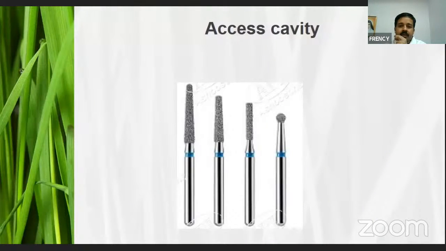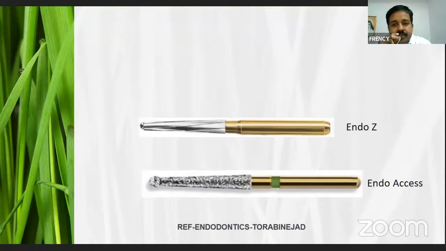Then for the access cavity, I usually use small straight fissure burrs and round burrs to remove the caries. Usually I use a small straight fissure burr, but it depends upon your choice. If it is a very long pulp chamber, you can use some small tapered fissure burrs also. Once you get into the pulp chamber, you can shift to safe-tip burrs like the Endo Z burr. It is a safe-tip burr so that it won't perforate or gouge the floor. So you can safely remove the roof of the pulp chamber.